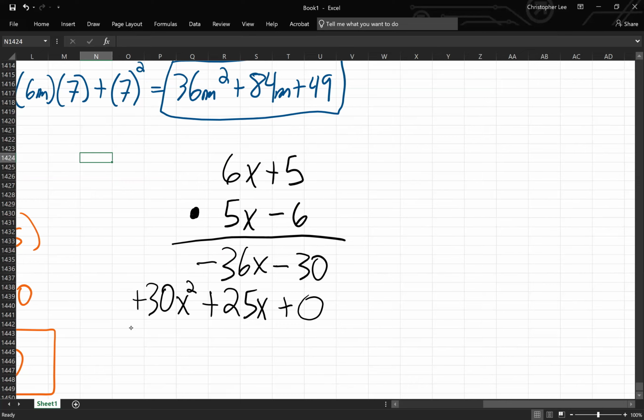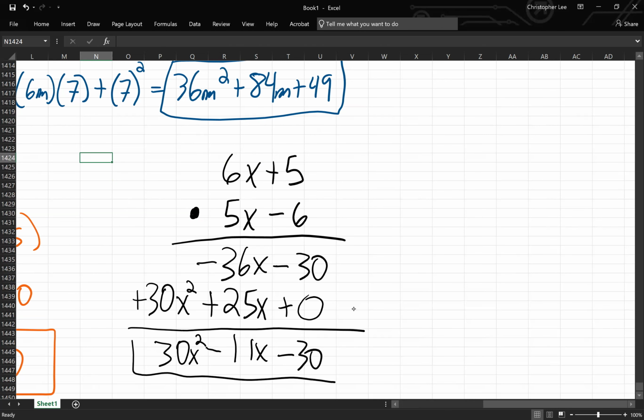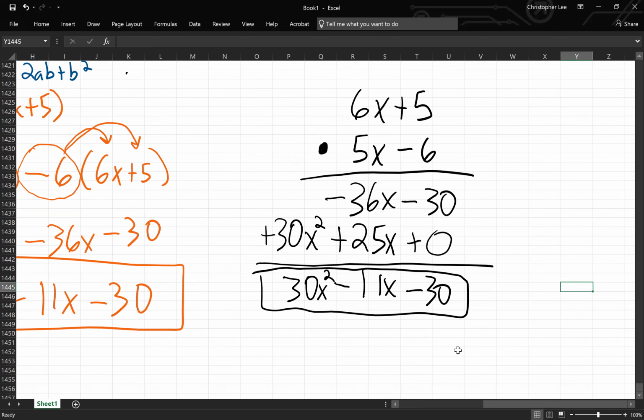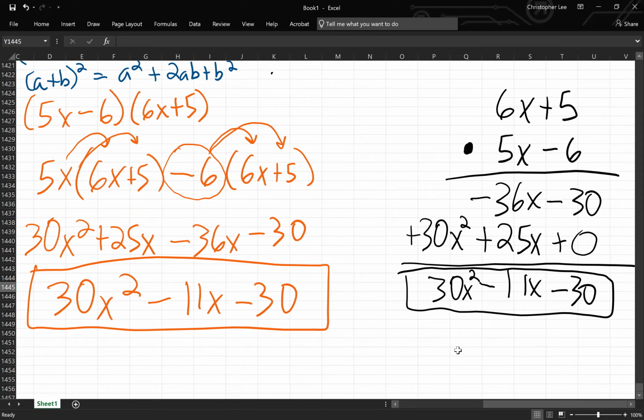Then we want to add these up, right? Add straight down. Negative 30 plus 0, negative 30. Negative 36x plus 25x. What's that? Like negative 11x, something like that. And then just bring down the 30x squared. And that's it. That's how you use your vertical method. All right, let's compare. Same answer? Oh, shoot. Same answer. There we go.